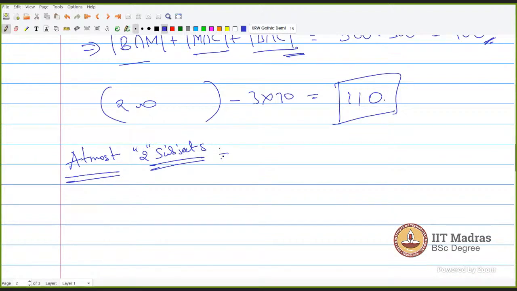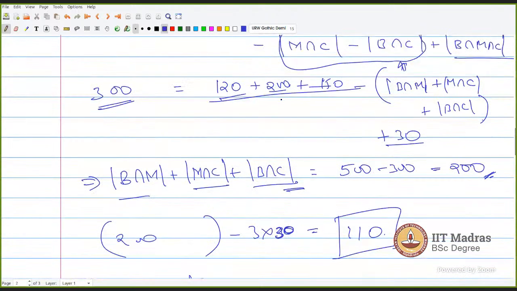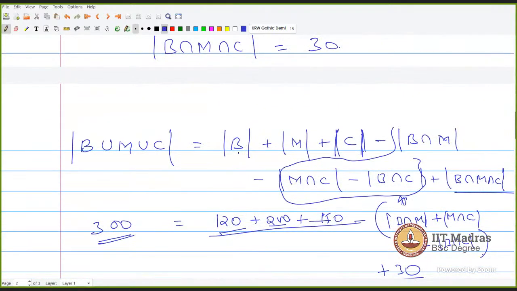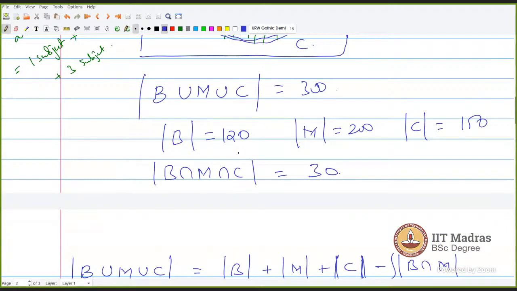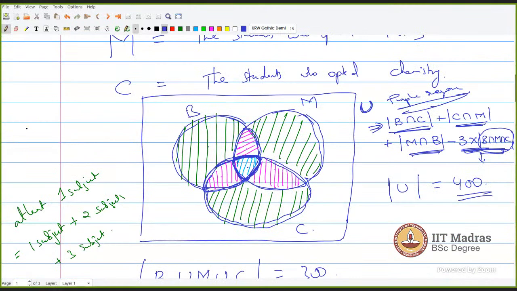Someone is asking: sir, 90, 3 into 30, why do we multiply with 3? Can you explain it? So this part, see, observe the regions. When you have the Venn diagram, find the region that we have to find. We only want the purple region. Okay, I will write it slowly.